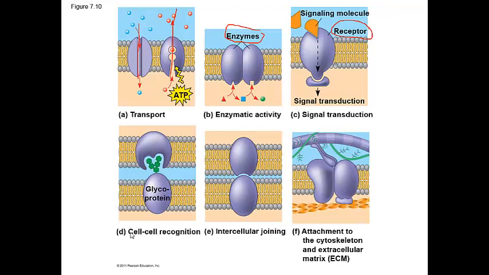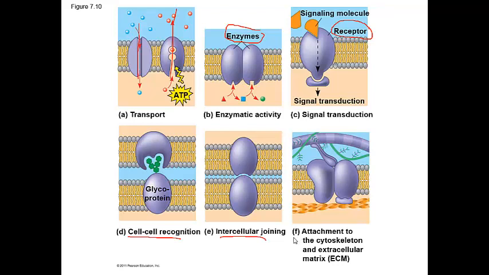4, they're going to be involved with cell-to-cell recognition. It's going to be how our white blood cells, members of the immune system, are able to tell what cells belong in our body and what cells do not belong in our body. 5, they can be involved with intercellular joining. These proteins can be used to attach cells together. We saw them before with desmosomes or tight junctions. Those are all made using membrane proteins.